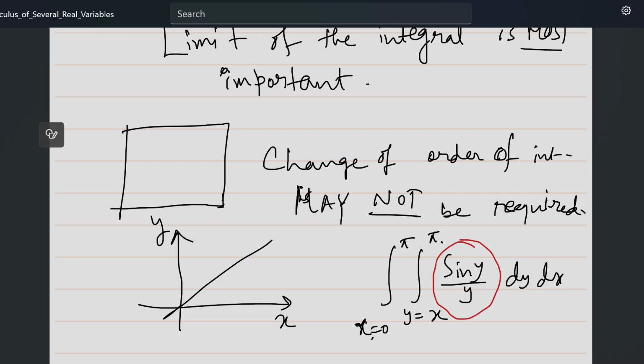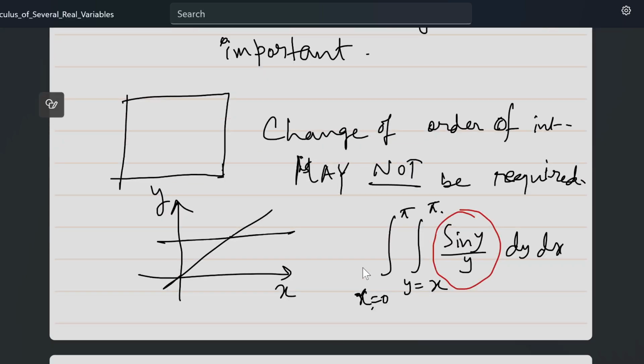You should not draw the graph, you should always draw the limit. That is the change of order of integration. So in this case, you cannot integrate directly, right? So what you will do is take a horizontal strip here. That means you are writing dy dx as dx dy in the next line. I'll write in the next page.